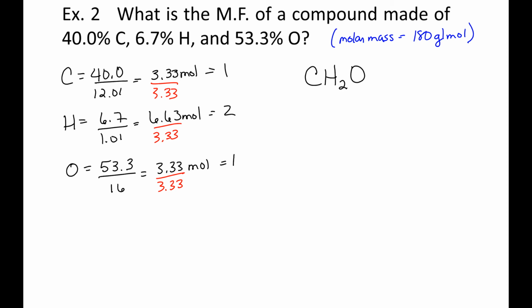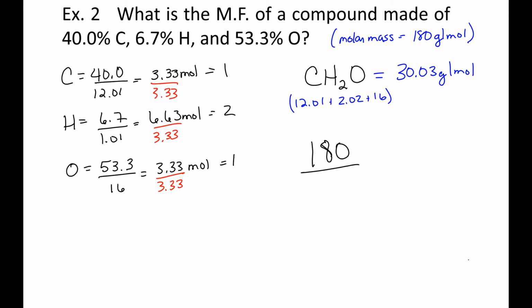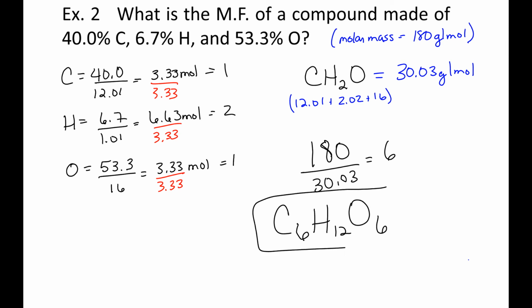So our empirical formula is CH2O. The molar mass for this is 12.01 plus 2.02 plus 16, which adds up to 30.03 grams per mole. Now we take the molecular formula mass, the 180, over 30.03, and that gives us 6. So our molecular formula is C6H12O6. Okay, glucose. Cool.